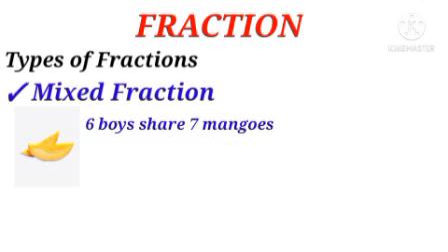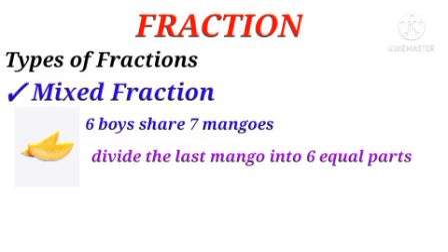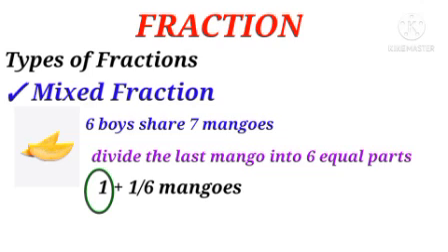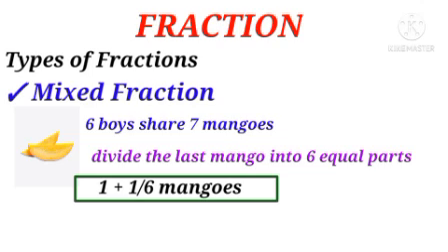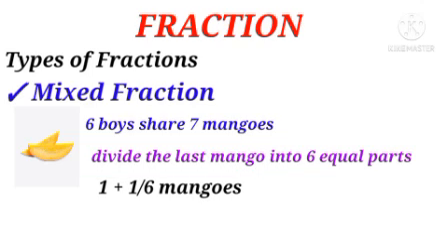Is that mango left going to be given to one of them? No, they said it should be shared equally. So what do we do? We divide. We share that 1 mango into 6 parts such that each of them now has an equal share. Therefore, each boy has 1 whole mango and 1 part out of 6 parts of the remaining mango. So they have 1 whole number and 1 over 6.